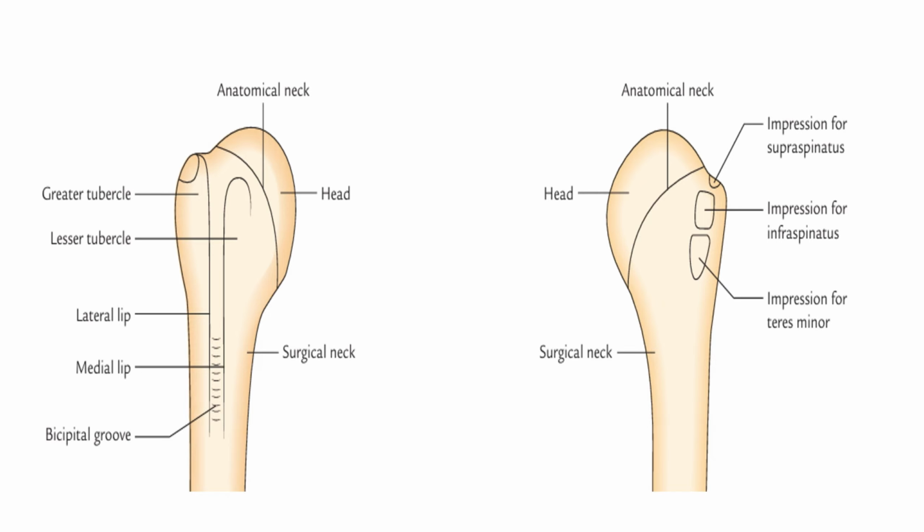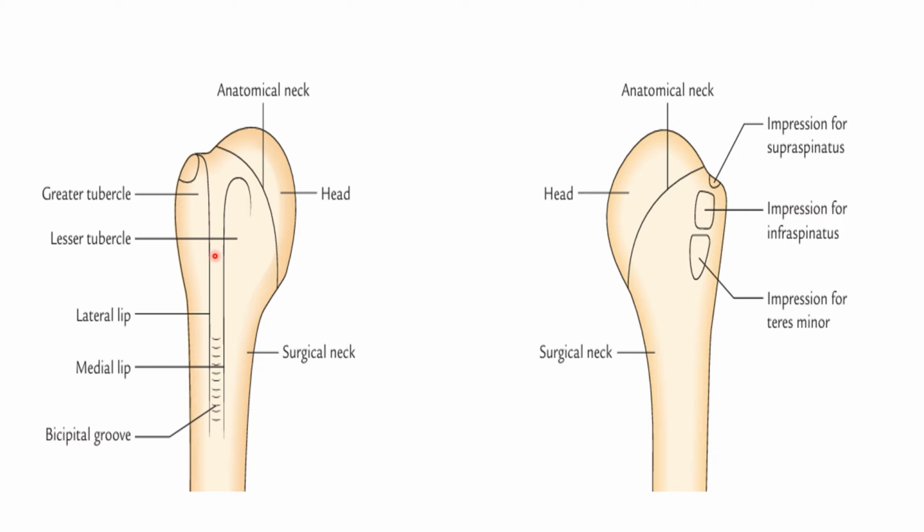So this is a diagrammatic representation of the upper part of the humerus bone. Here is the anatomical neck of the humerus. Then this is the surgical neck. Then this is the head. I've said that the head is smooth and round, and it articulates with the glenoid cavity to form the glenohumeral joint. Then this is the greater tubercle, then this is the lesser tubercle.